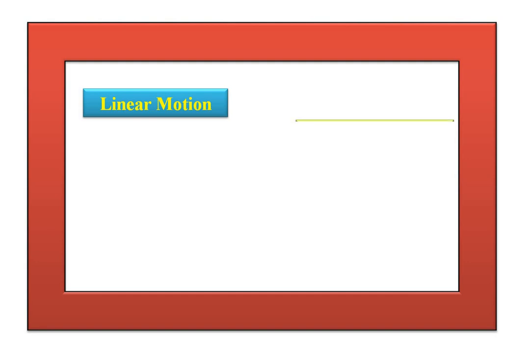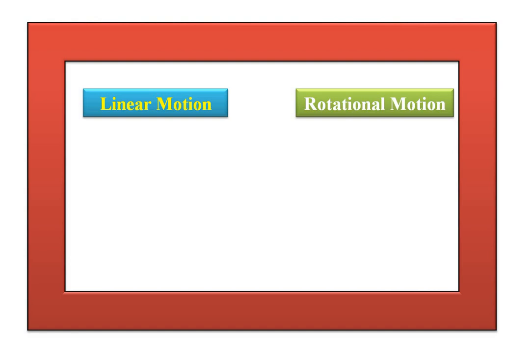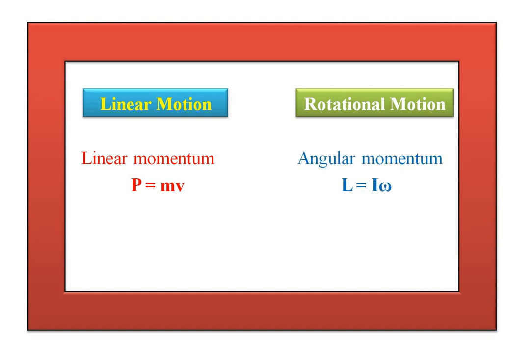So let's see the next point of the lecture, that is the physical significance between linear motion and rotational motion. Let's see the first point. In linear motion, linear momentum can be expressed as, we know that P is equal to mass into velocity. In rotational motion, that becomes angular momentum. The relation is L is equal to I into omega. So here, friends, moment of inertia replaces the mass of the particle.